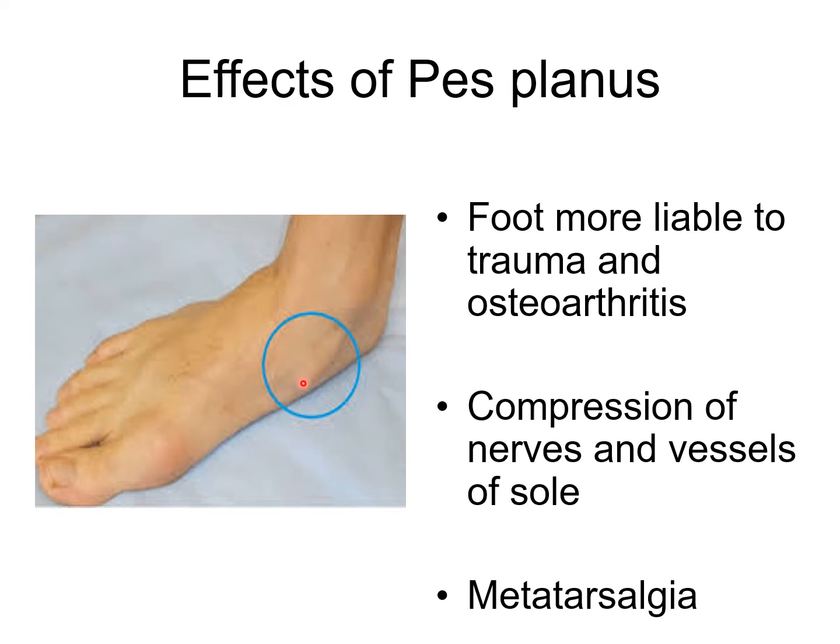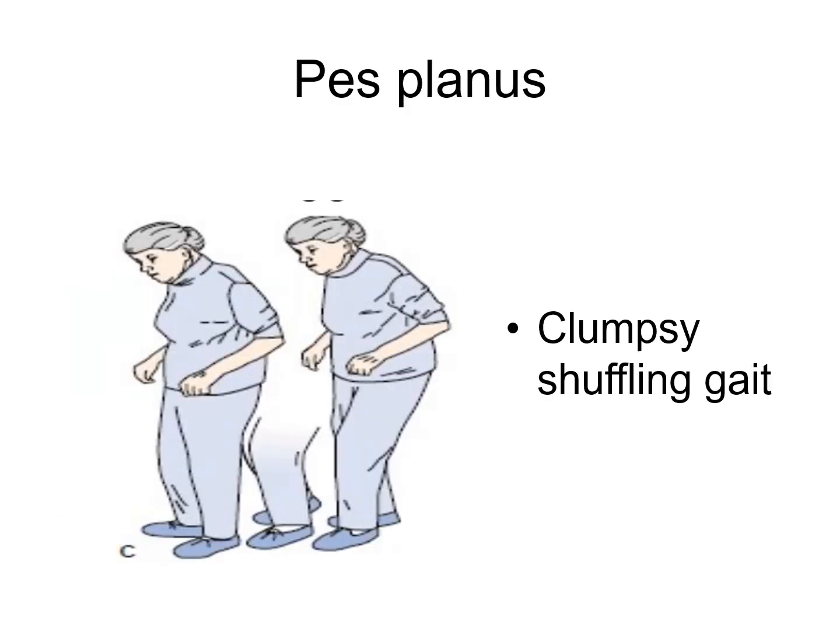And as a result of all this, the foot will be more liable to trauma and osteoarthritis as there is loss of shock absorption function, and there is always compression of nerves and vessels of the sole. And as the communication between the lateral and medial plantar nerves is compressed, there will be pain in the forefoot which is known as metatarsalgia. In pes planus, loss of spring in the foot leads to clumsy shuffling gait.